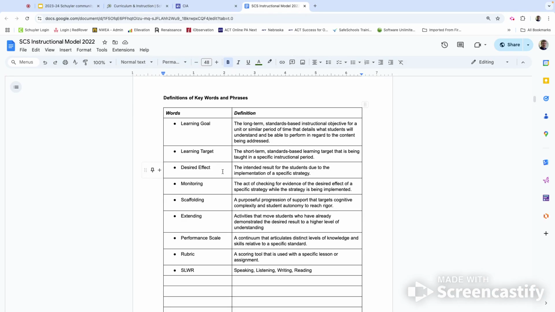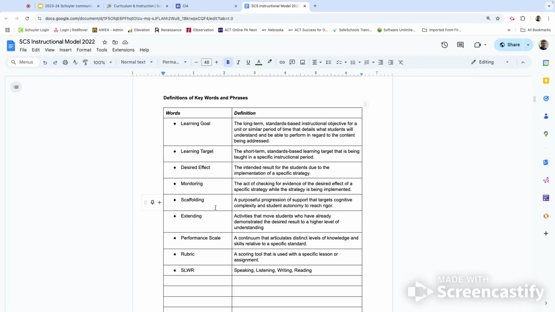Keep going on with that, the desired effect. What we're talking about in there is what should we see out of the lesson? What is the intended result of this? Monitoring means the teacher is monitoring for the effectiveness of their lesson or the strategy. If I'm using a strategy and I'm expecting students to do this, I'm going to monitor what the students are doing. I'm going to make sure that all of the students are getting this information.